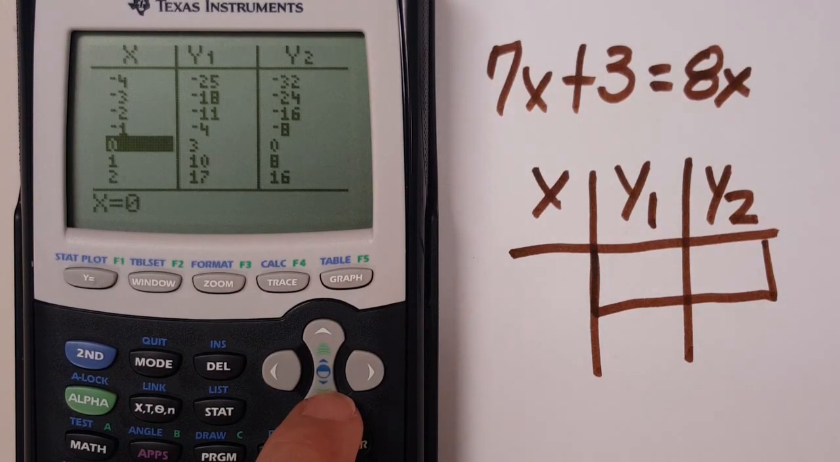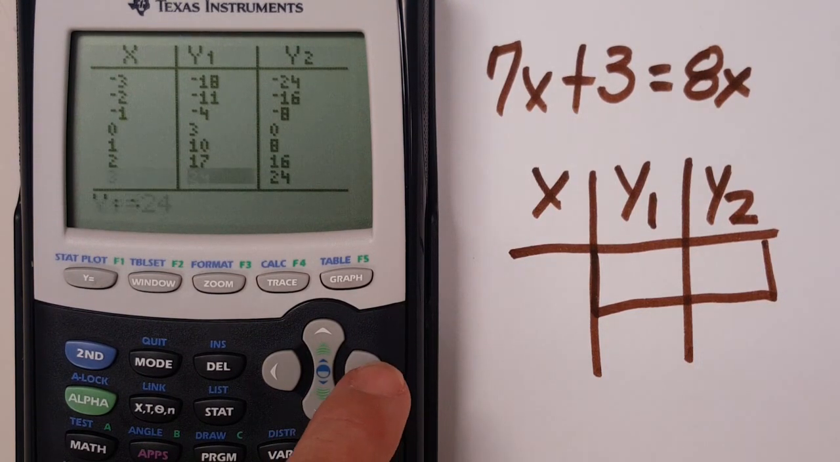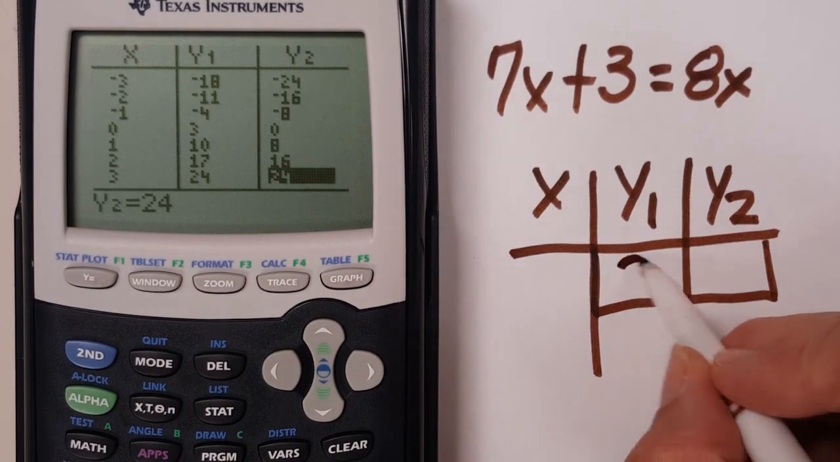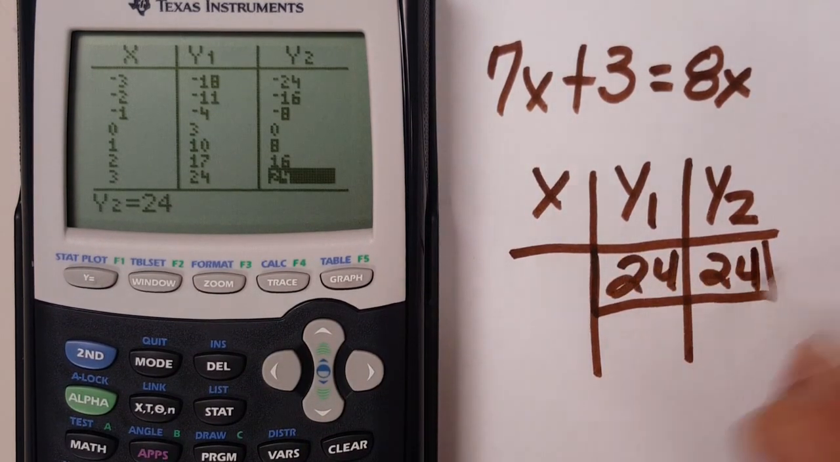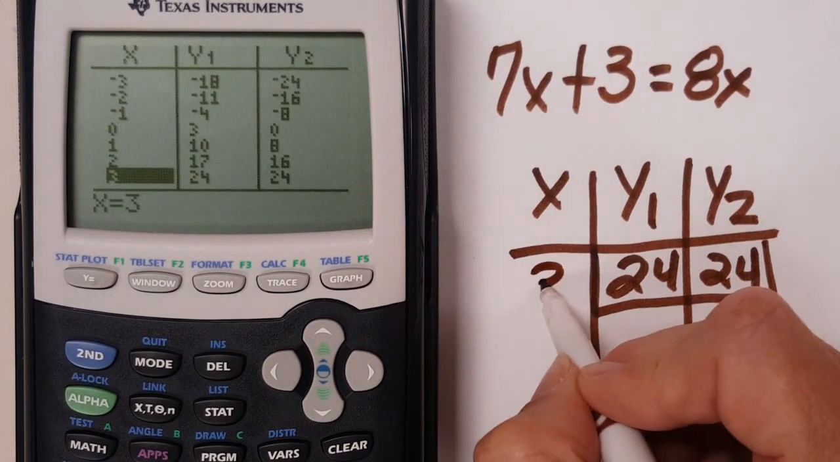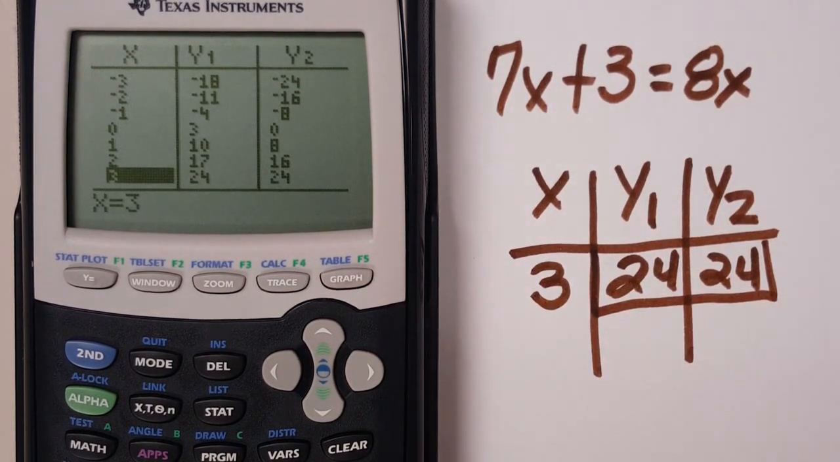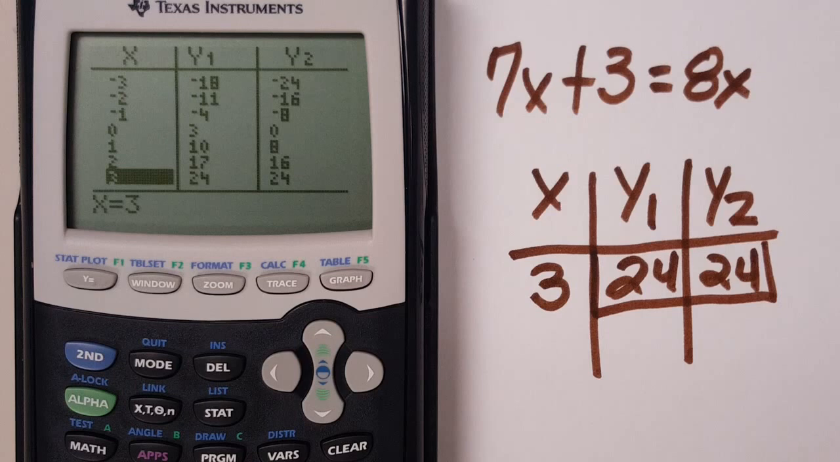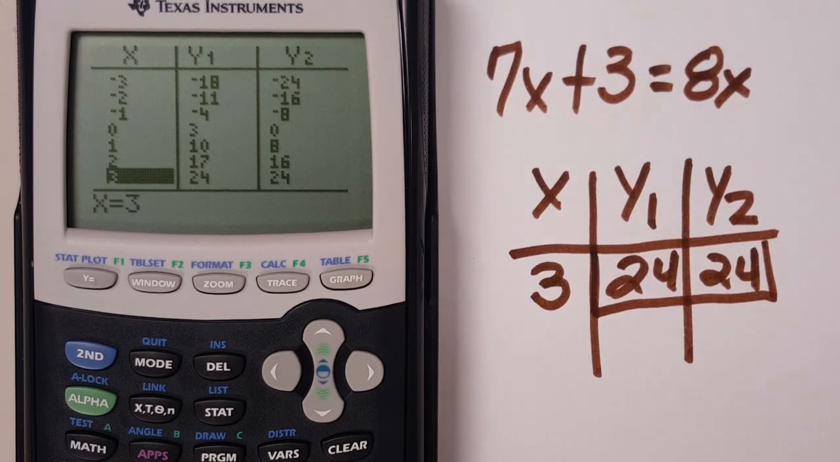And I'm noticing that 3 and 0 are kind of close together. 10 and 8 are really close together. 17 and 16 are one number apart. And 24 and 24 are the same answer. Y1 is 24, Y2 is 24. So I'm going to put 24. And then I'm going to look. When the y's are 24, the x is 3. And we already know that the answer to this equation is in fact 3 because we solved it.